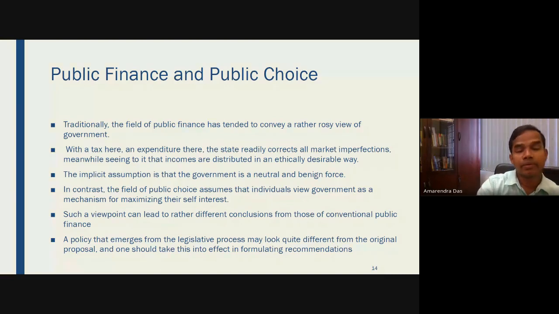In fact, if the government becomes very powerful, then it can crush the individuals. And that has happened. In fact, you can see in recent months or years what is happening in different states.